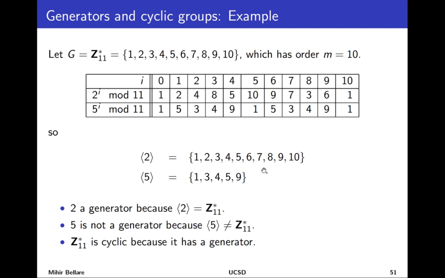Notice that both 10 and 5 are divisors of 10. We could not, for example, have had this set contain only 4 elements. Whatever you get as a set of this type has to be of an order that divides the size of the group. Is the group Z11 star cyclic? Yes, because it has a generator, namely 2. Now, 5 is not a generator. Does that matter? That's irrelevant to this fact. There is one generator. That's all we need to know.